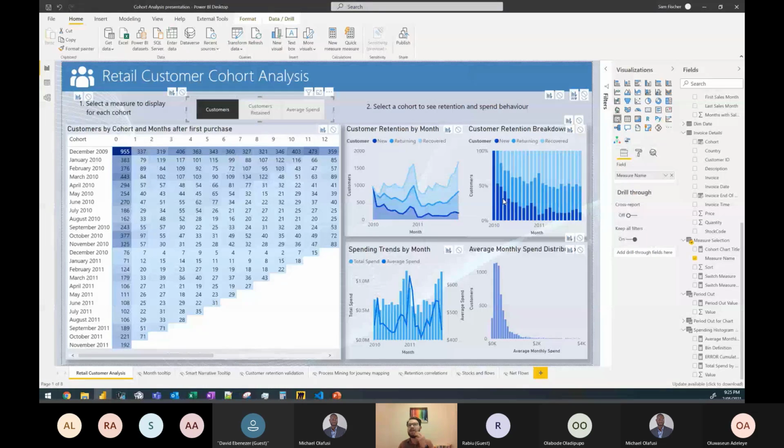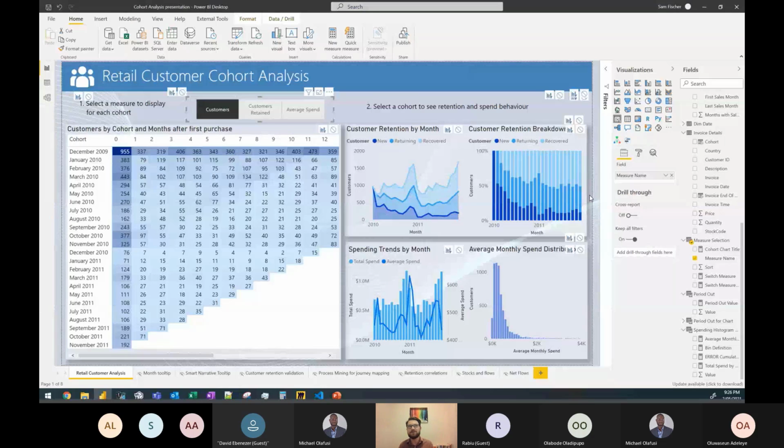Now, one of the things I might point out at this point is that with these approaches around cohort analysis and customer retention, you usually want to make sure you've got a good history of your purchases from your customers. In this particular data set, we've only got 2 years worth of transactions. So in reality, this business probably started well before December of 2009.